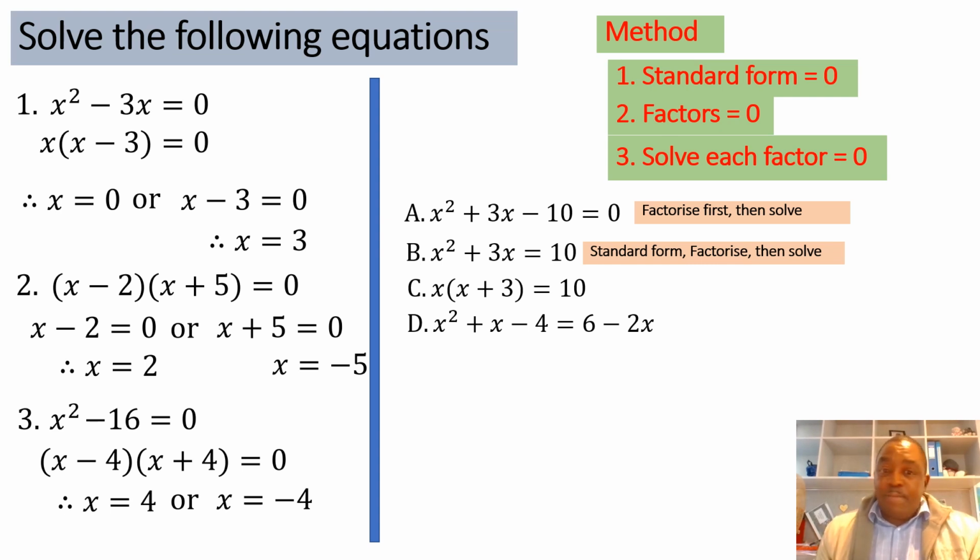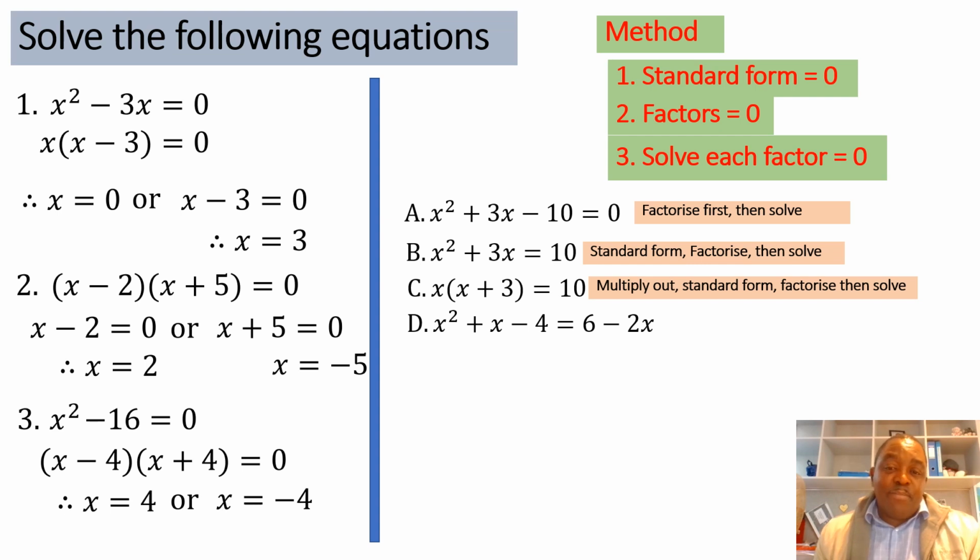And C, same thing, it's not in the standard form. I would need to multiply out the brackets. Be careful, this is not 0. So a lot of people tend to make an error when it's like this. They think that you can go x is equal to 10 or x plus 3 is equal to 10. You can't do that. Okay? You need to multiply this out, get it to be in the standard form, then factorize.